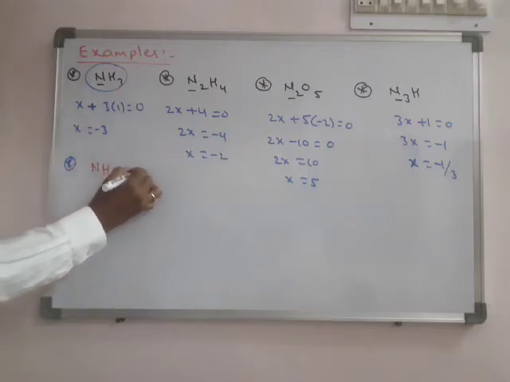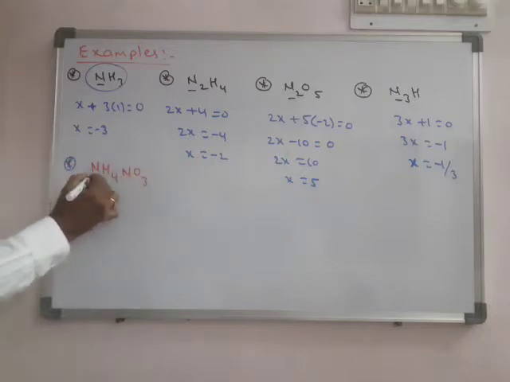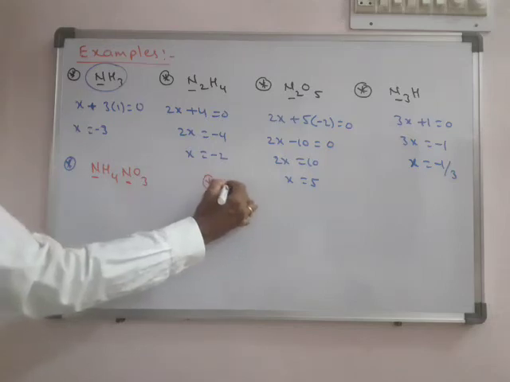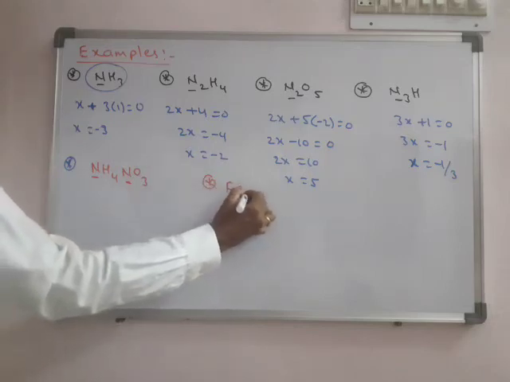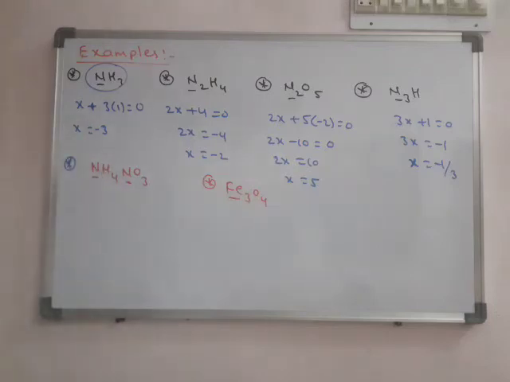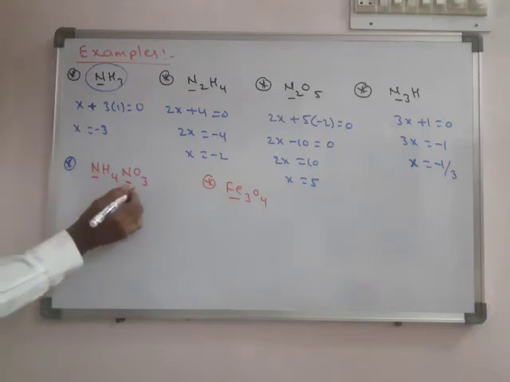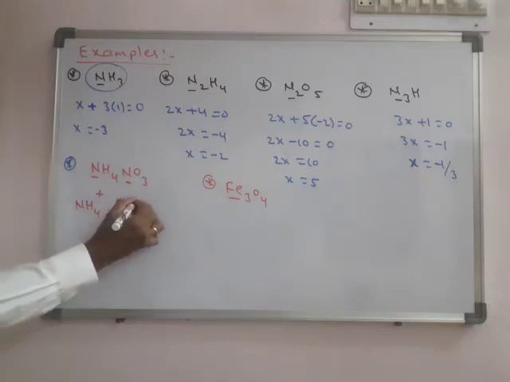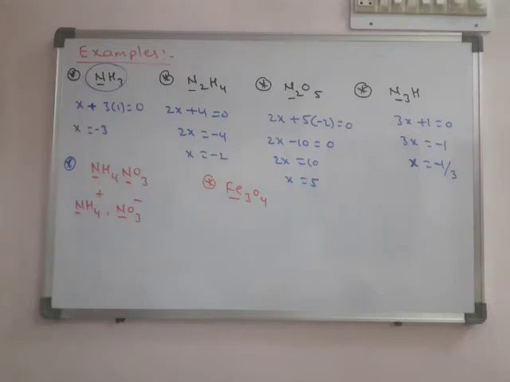That is NH4NO3. It is a totally different compound. There is one other different compound, that is Fe3O4. Here iron to find out, here nitrogen to find out. So what is the difference of this compound? We should not directly take 2x, we have to split it. But how to know it? We have to remember. It is actually the combination of these two ions. We have to calculate this nitrogen separately.